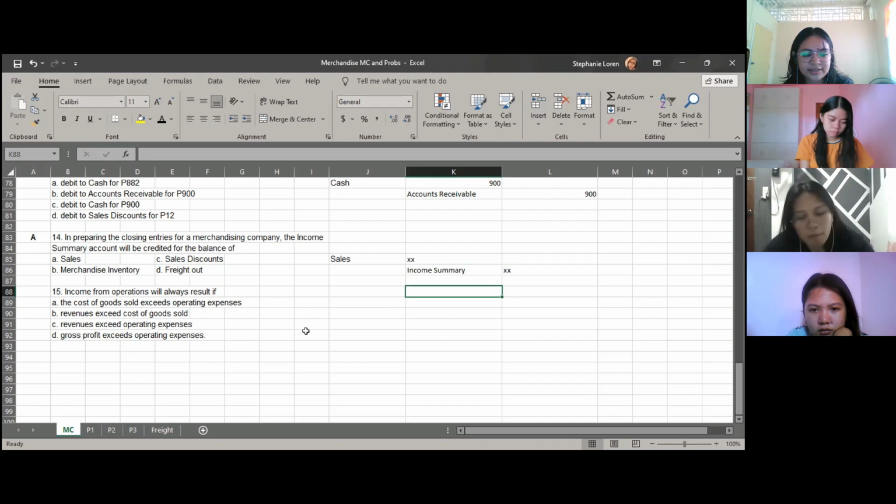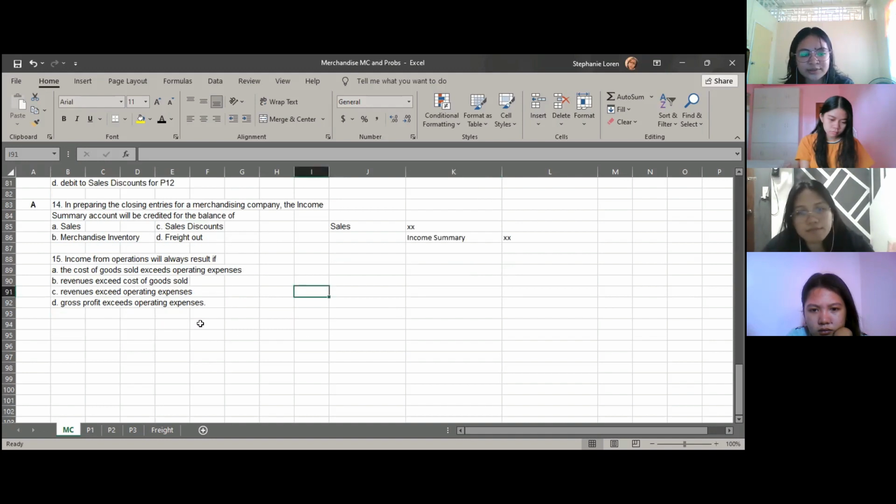So, next question na tayo. Number 15. Income from operations will always result if letter A, the cost of goods sold exceeds the operating expenses. Letter B, revenues exceed cost of goods sold. Letter C, revenues exceed operating expenses. Or letter D, gross profit exceeds operating expenses.